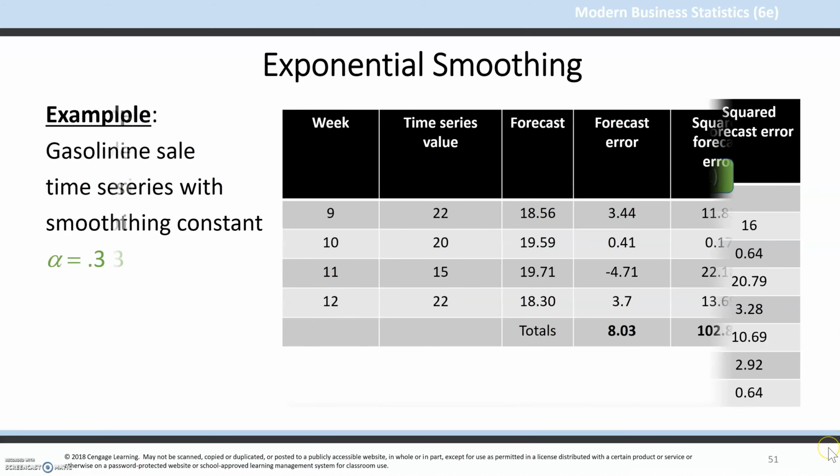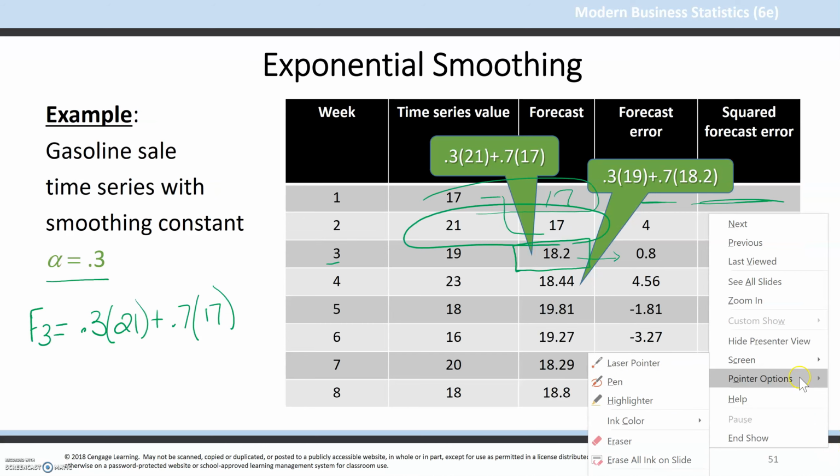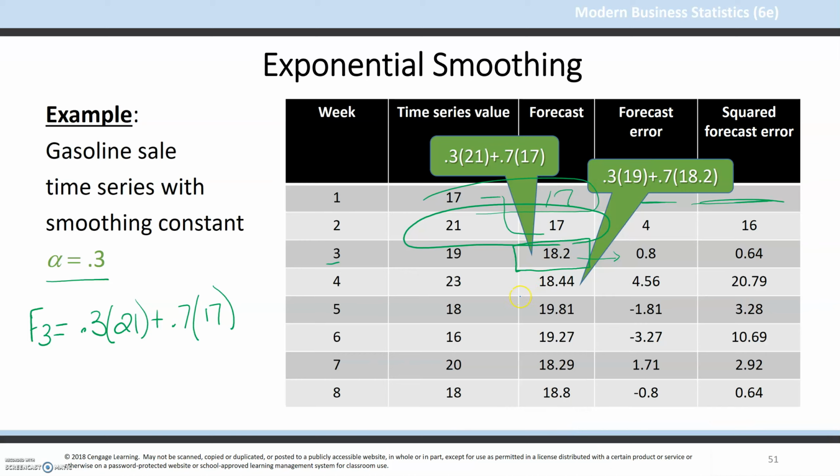One more time, just to make sure everyone is on the same page. We do one more. How do we get this forecast right here? The forecast for week 4, we're using week 3's data. So our alpha assigned times the actual for week 3, plus 1 minus the alpha times the forecast for week 3. And that gives us this value right there.